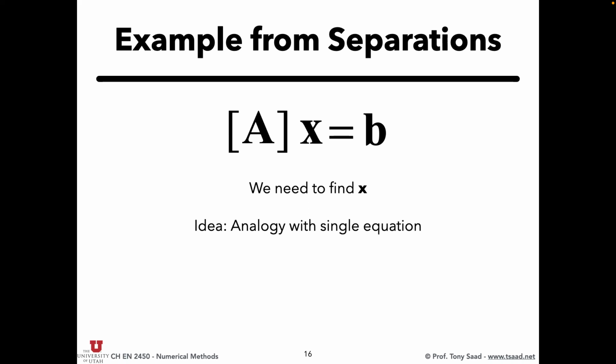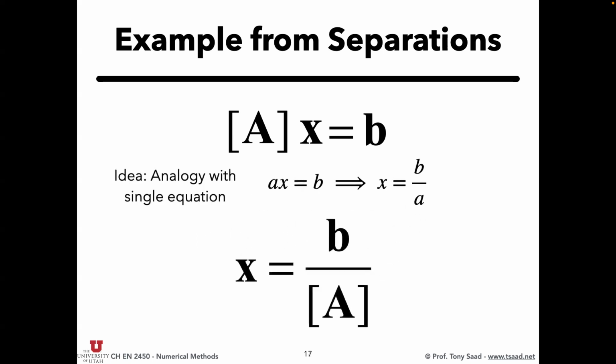So how do we find x? We have a matrix times x equal b. Let's take an analogy with a single equation. If you had a scalar, so 2x equal 3, or ax equal b, then you would simply say x is equal to b over a. So if this is 2x equals 3, you would say x equals 3 over 2. So why can't we do the same with this?